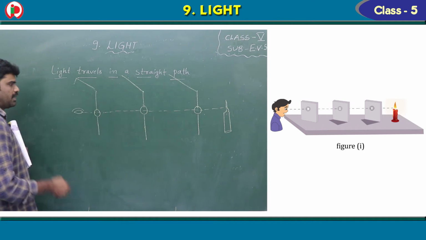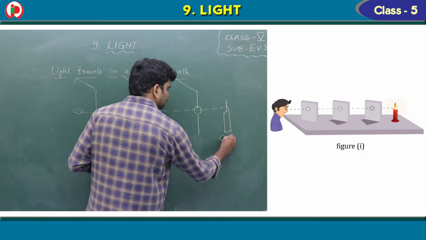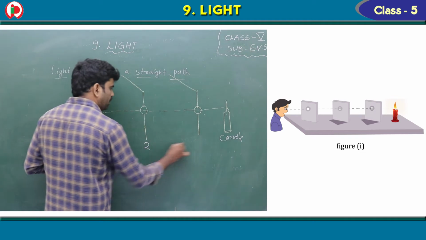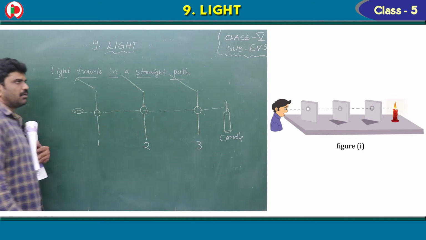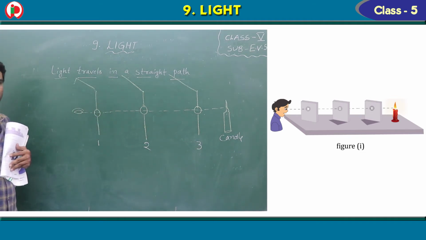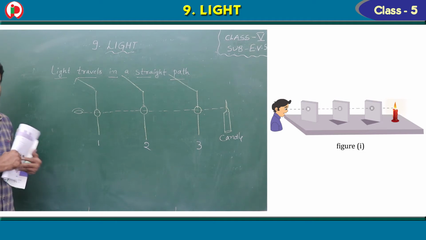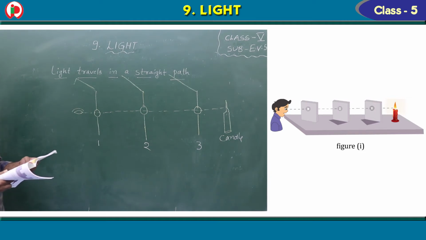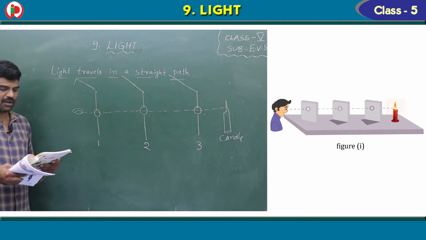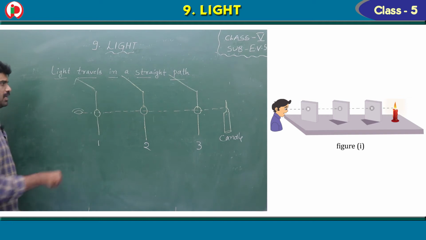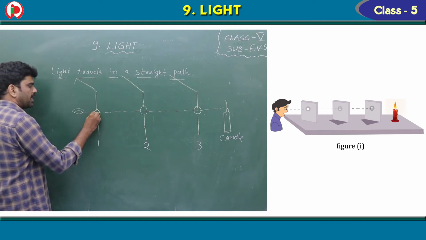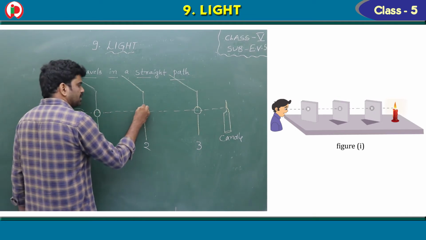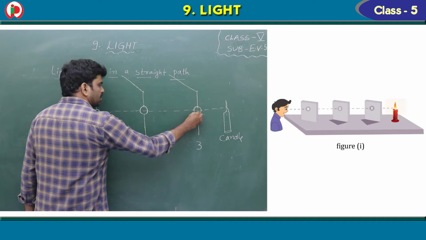So this is a candle, children, and this is the first cardboard, second cardboard and third cardboard. Okay, 3 pieces of cardboard of the same size. Take 3 pieces of cardboard and make a tiny hole on all 3 at the same height. So here, see, this is a tiny hole you made in the first cardboard, and this is the second one, and this is the third one.